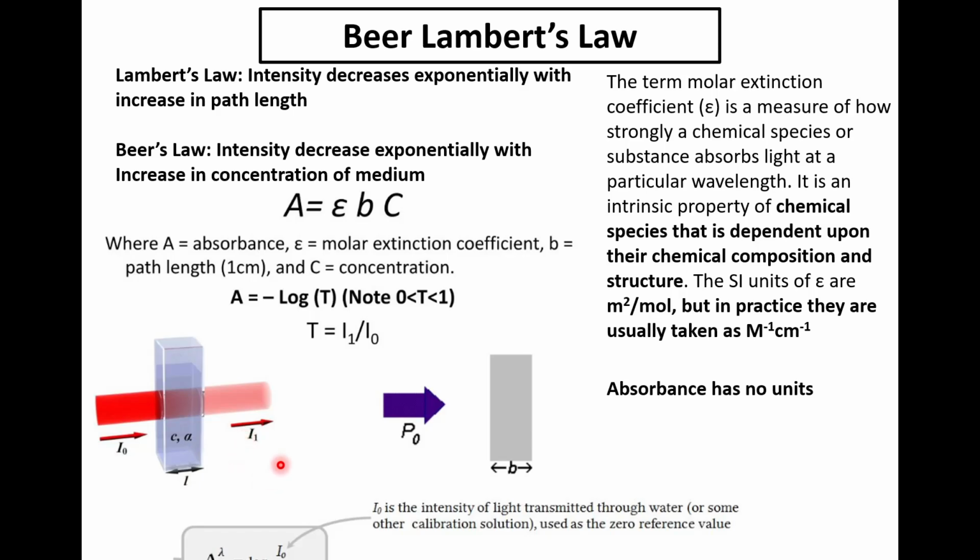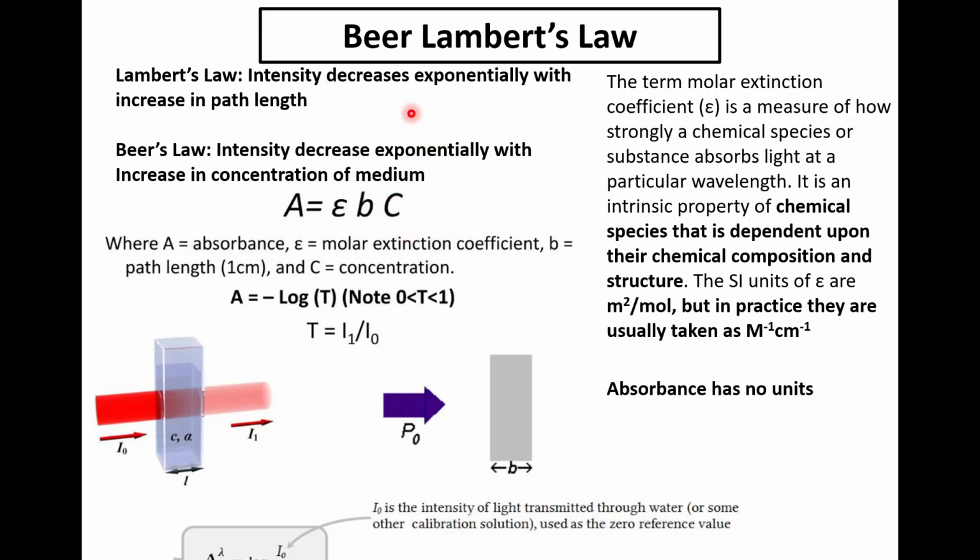So the final intensity that will be going from here to the detector will be much lesser as compared to the initial intensity. That's why it was said that intensity decreases exponentially with the increase in concentration of the media.